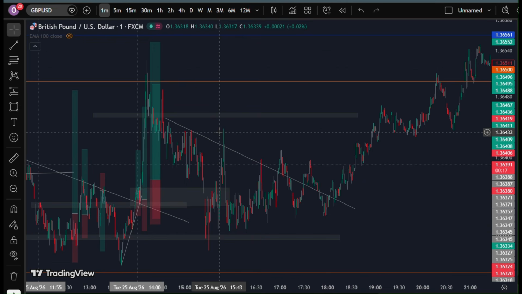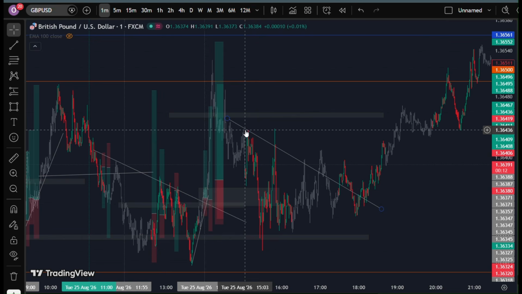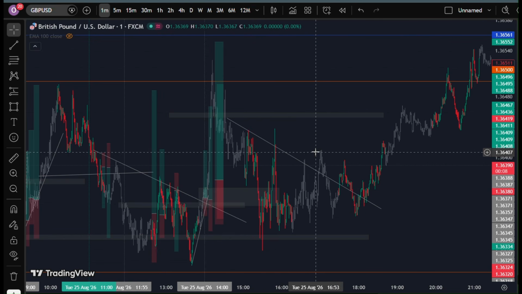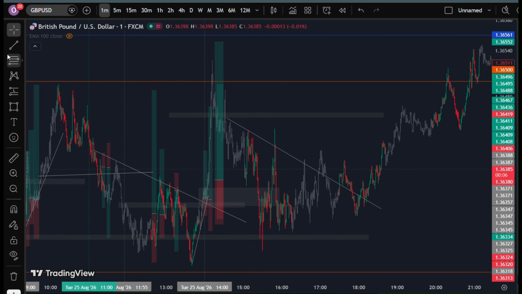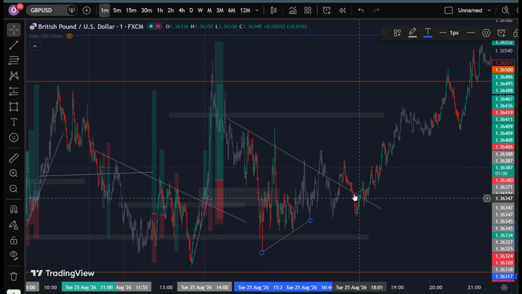First of all, it broke structure when it took out this liquidity, broke this structure here, came down again, came like this, broke. It was making higher highs and higher lows. Can you see that? Higher highs and higher lows. This is an internal structure. This thing you're seeing here is an internal structure.